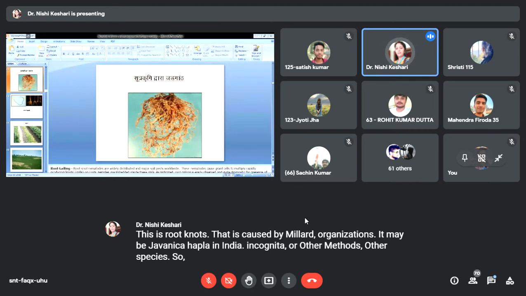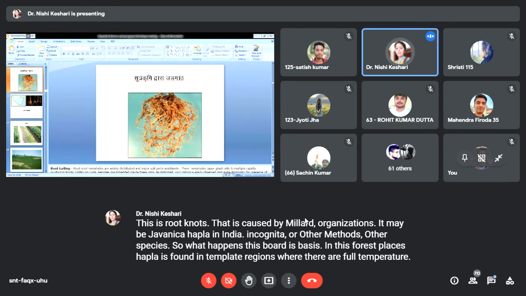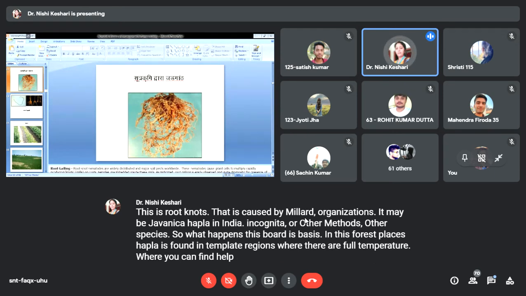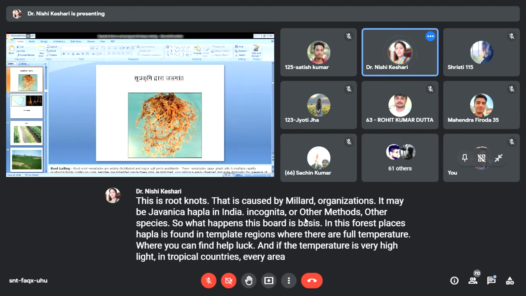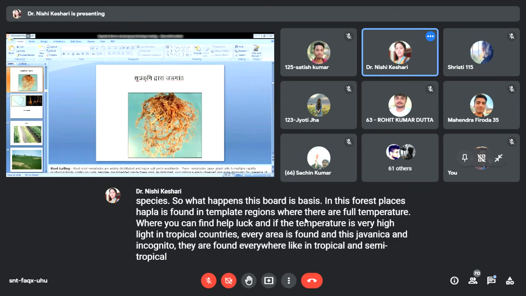So what happens? Among these species, Hapla is found in temperate regions where there are cool temperatures. If the temperature is very high, like in tropical countries, Arenaria is found. And Javanica and Incognita are found everywhere, in tropical and semi-tropical countries.